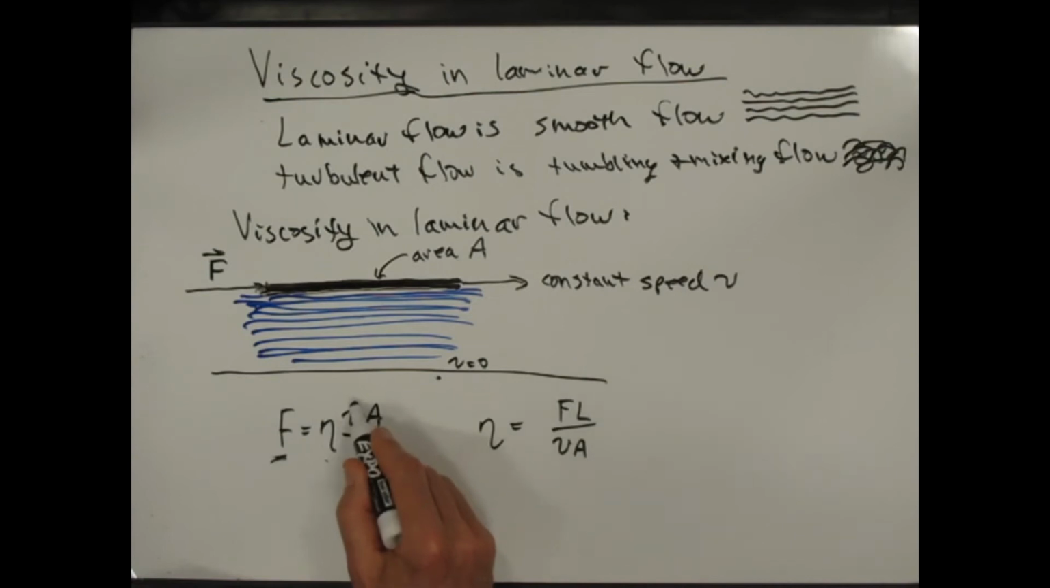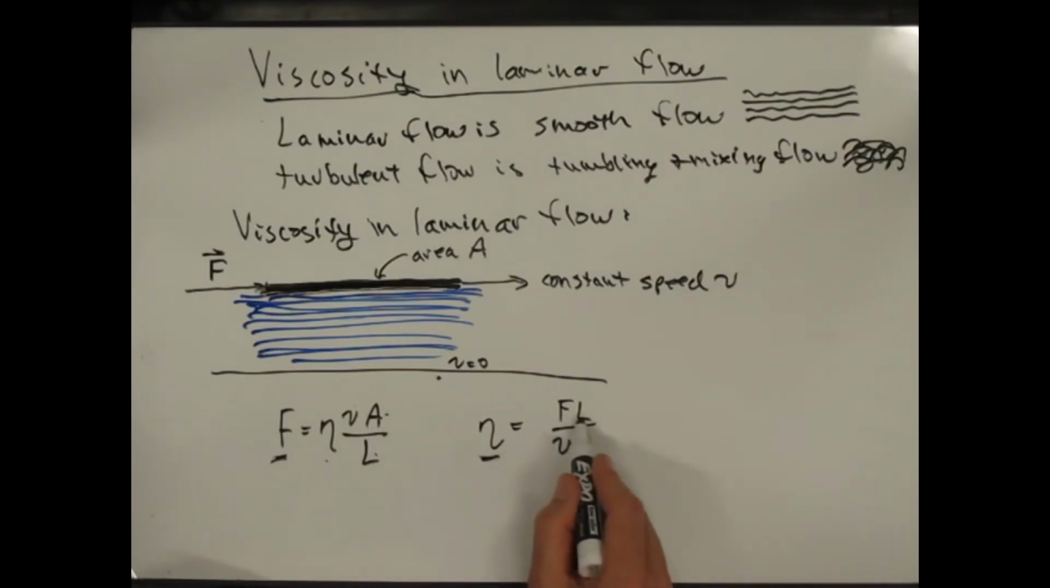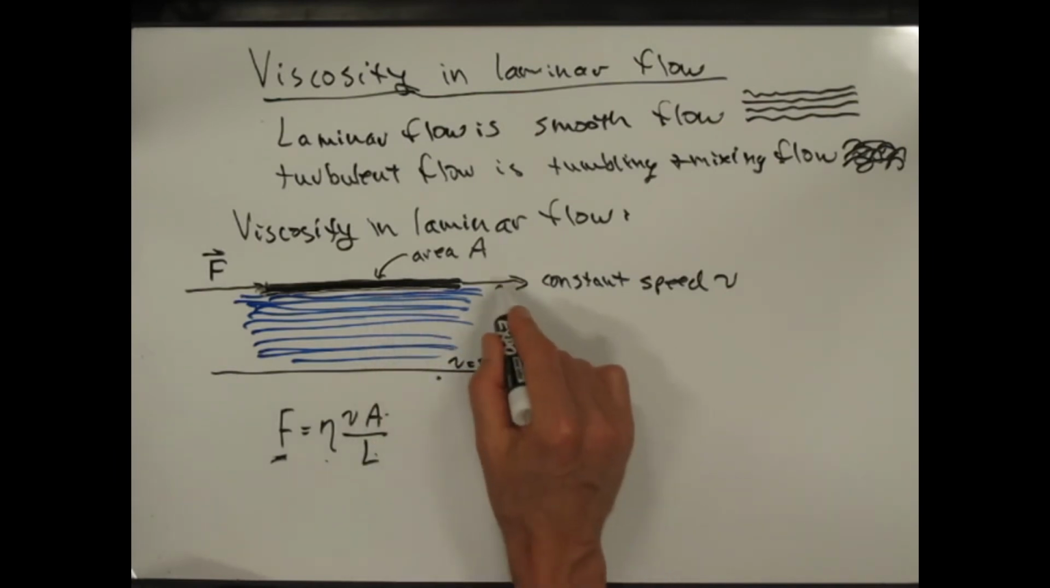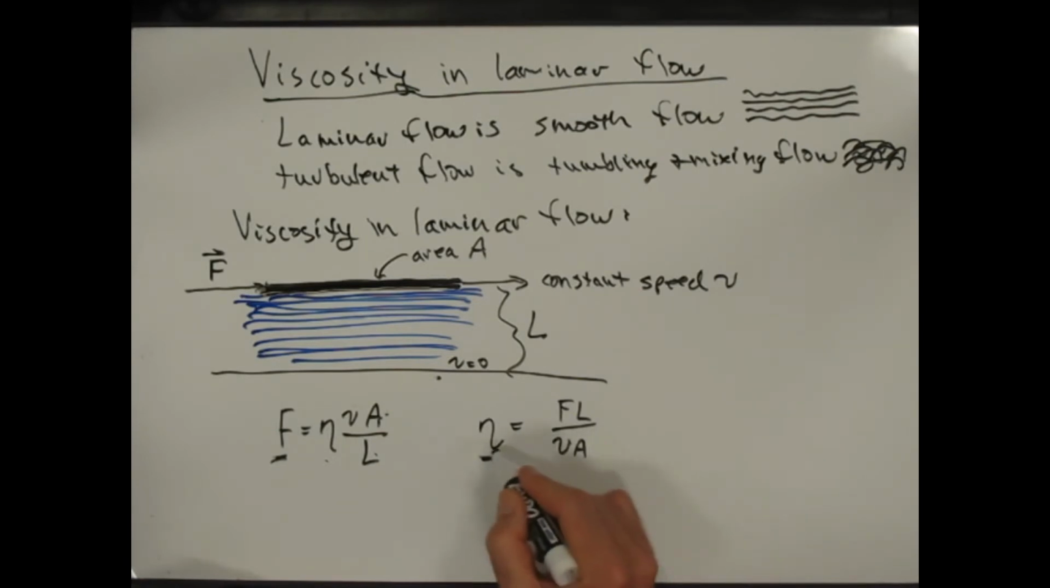The force is equal to viscosity times the velocity you're traveling at times the area divided by the length. And so if you want to measure the viscosity, you can just measure the force, the depth of the water, this is the L, right? The velocity you're traveling at and the area A, and that will tell you the viscosity for a fluid.